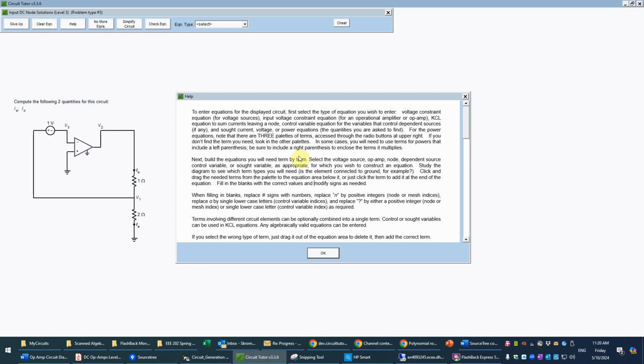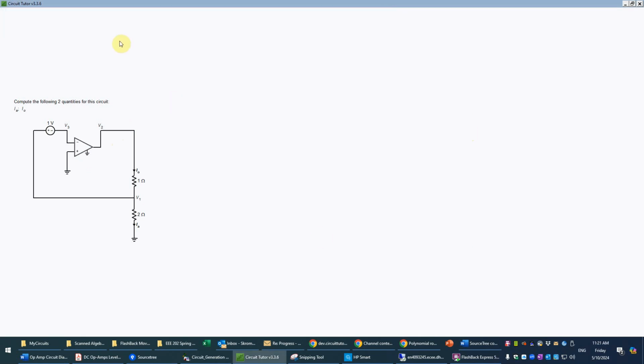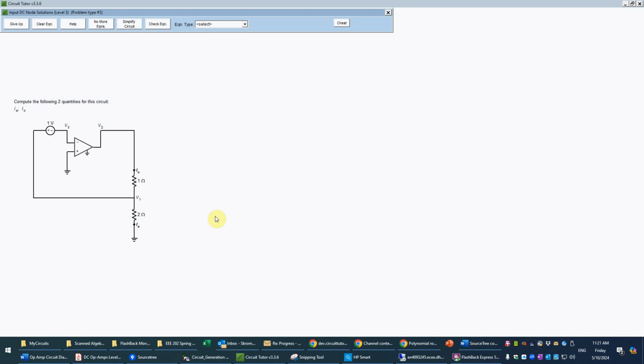Okay, and we have the instructions here, just general instructions on writing equations, which you can access at any time from the help menu. Now this circuit is a bit unusual. You may not have seen one like this, where the input, the voltage source, is actually connected not to ground, but on one side to an input of the op-amp, and the other side to some resistors that are also connected to the output. So this is a bit of an unusual circuit, and we'll explain the purpose of it a little later.